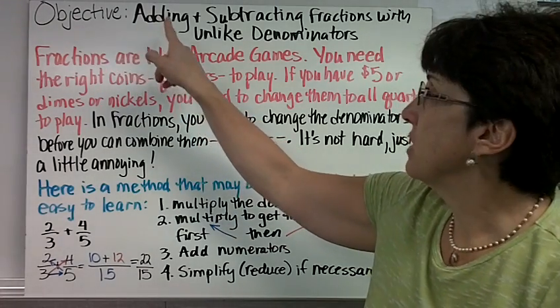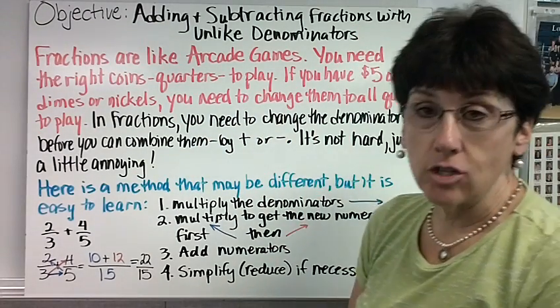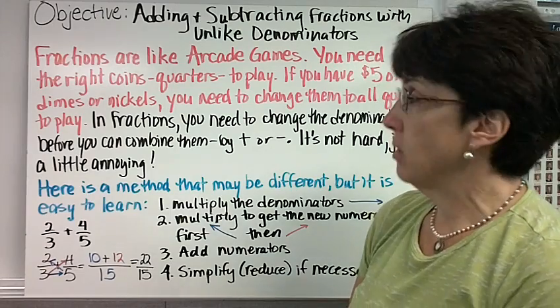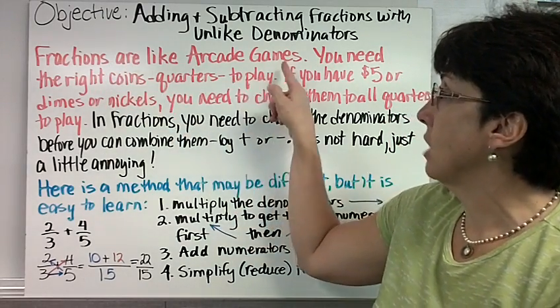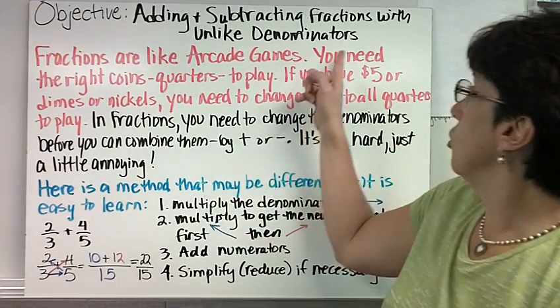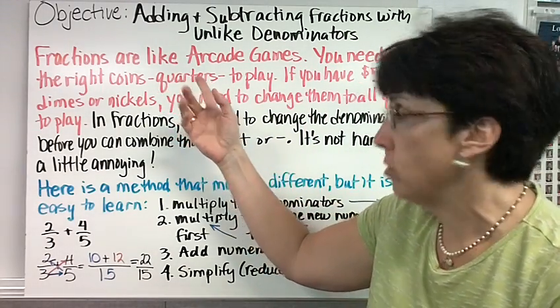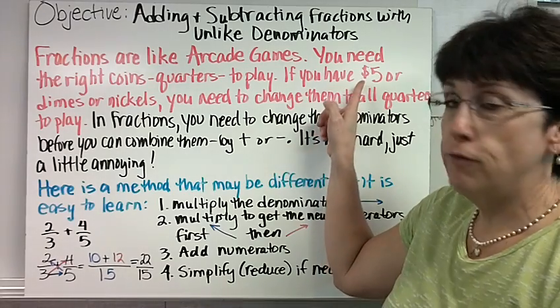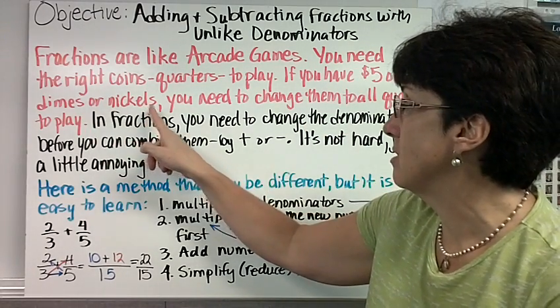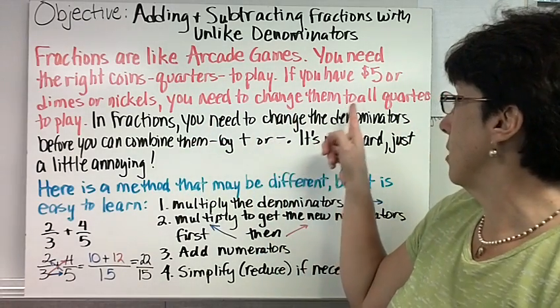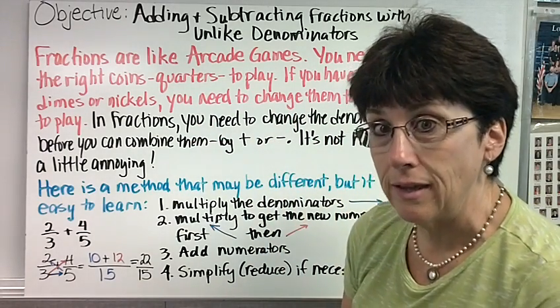Today's objective is adding and subtracting fractions with unlike denominators. I would like you to think of fractions like arcade games, okay? You need the right coins, usually quarters, to play them. If you have a $5 bill, you can't go play them. Or if you have dimes or nickels, you need to change them to all quarters in order to play.